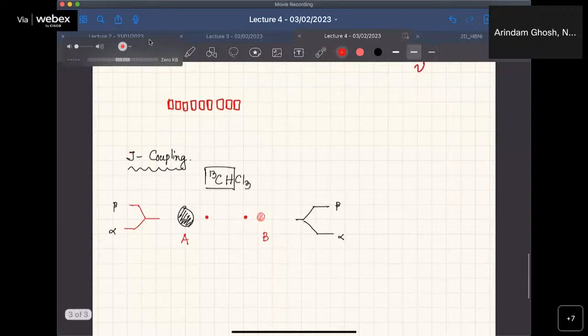Suppose this A is in the up state. Let it be in the up state at some point of time. Then it can be shown through the contact shift interaction, which I'm not talking about.